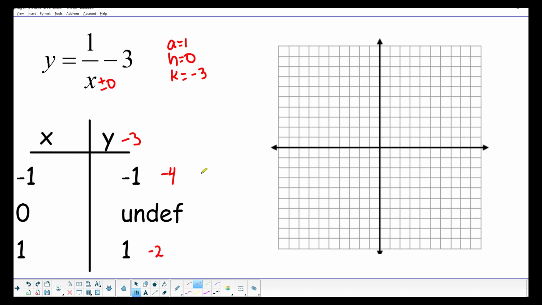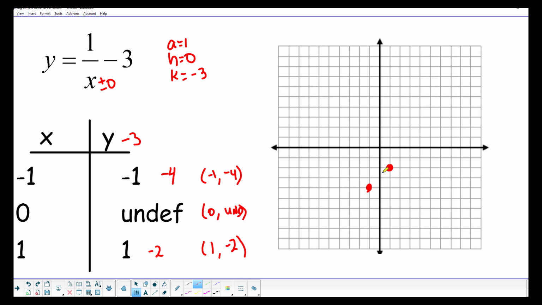So the points that I'm going to plot are -1, comma -4, 0, undefined, which is again the location of one of my asymptotes, and then 1, comma -2. So let's go ahead and plot those points. Plotting those points, -1, -4 is going to be right down here, and then 1, -2 is going to be right here. And again, this can be kind of hard to see exactly what's going on.